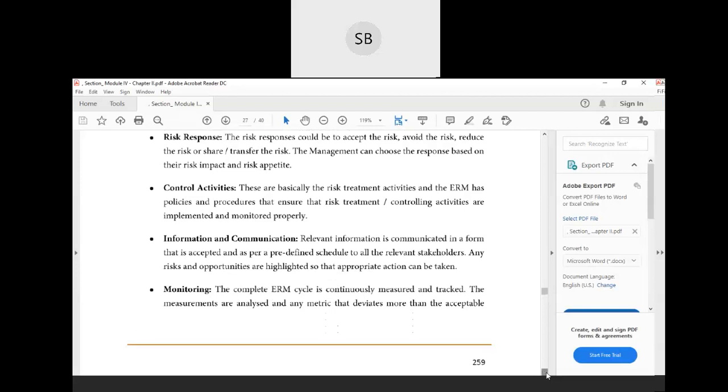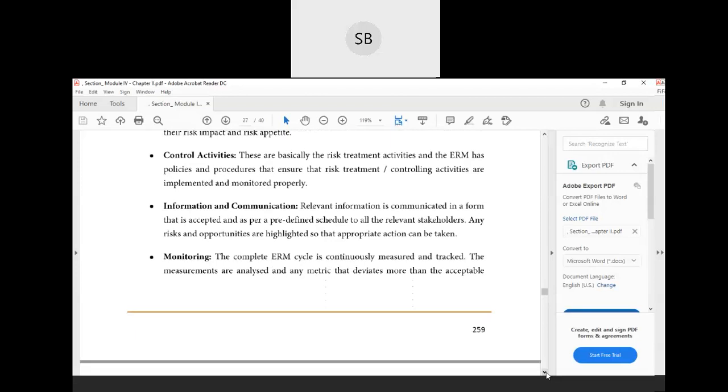Next is monitoring. Once you have applied everything, someone needs to monitor it, right? The complete ERM cycle is continuously measured and tracked. Who is doing what, which process is being followed, what policies are being applied. Everything is monitored. You probably have studied some kind of metrics, right? With cost analysis, graphs and diagrams, all these things are applied here. The measurements are analyzed, and any metric that deviates more than acceptable is flagged.